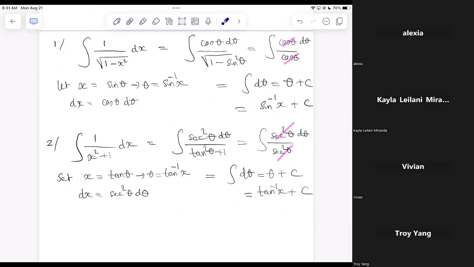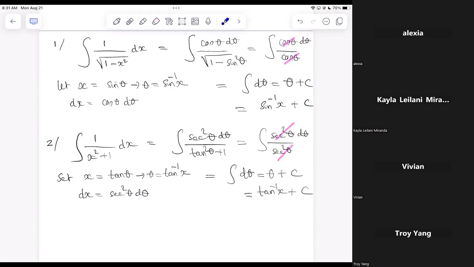So what is the integral of d theta? It's just theta plus c. Think about it similar to the integral of dx, which is like 1. It's just x plus c. Similar to that, the integral of d theta is just theta plus c.